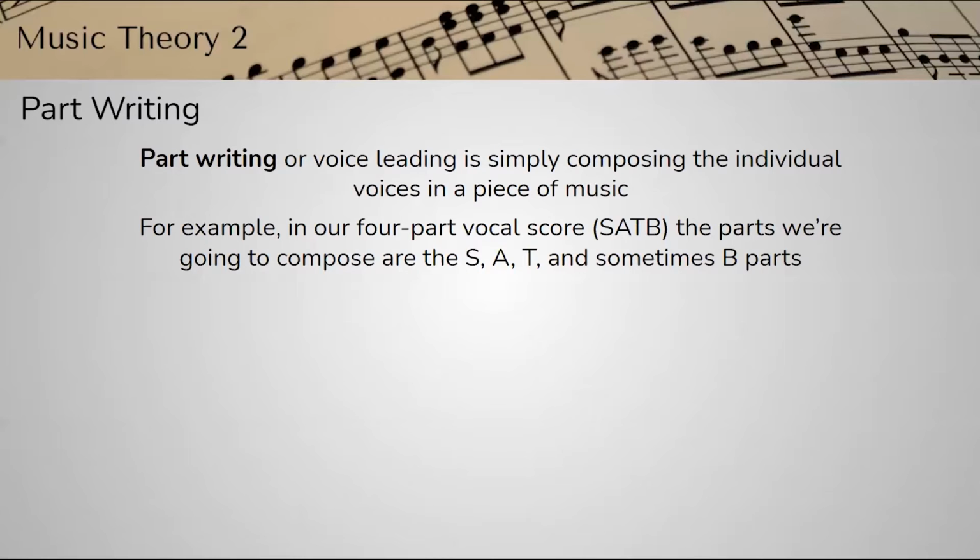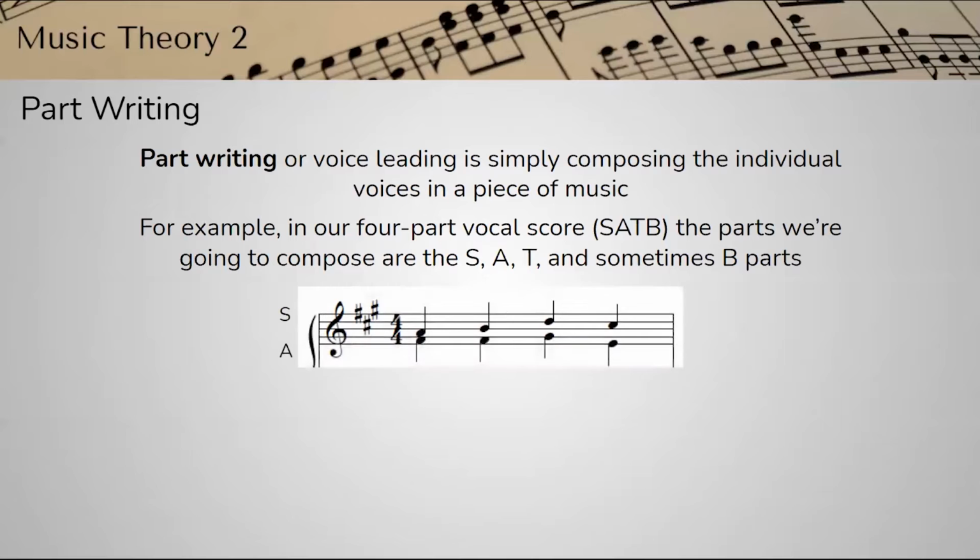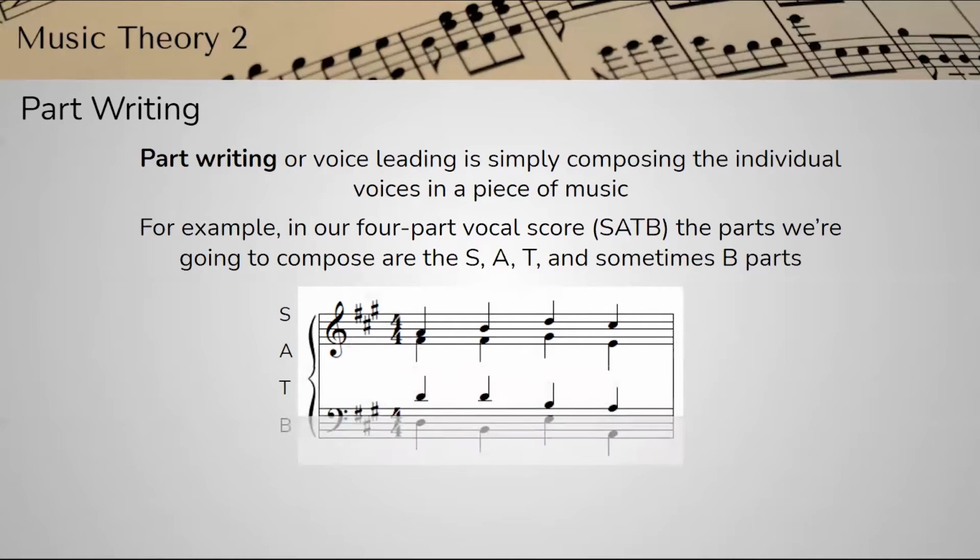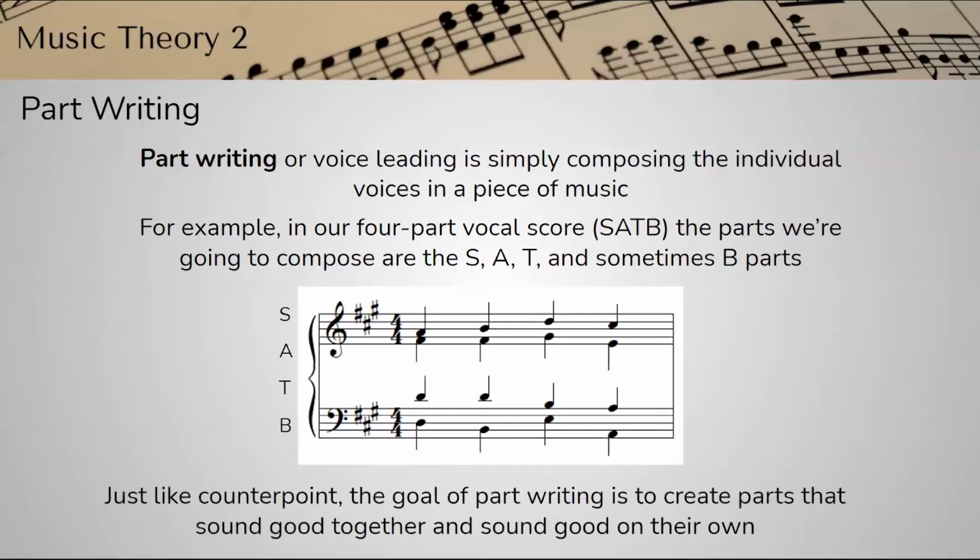So in our 4-part vocal scores, what we called SATB, the parts we're going to compose are the soprano line, so the top line, right? And then the alto line, the tenor line, and then sometimes we'll also compose the bass parts. And notice I'm referring to each one as a line. So one of the things we have to do is think about these lines as they move from left to right. So this is a little bit like counterpoint. So just like counterpoint, the goal of part writing is to create parts that sound good together and sound good on their own.